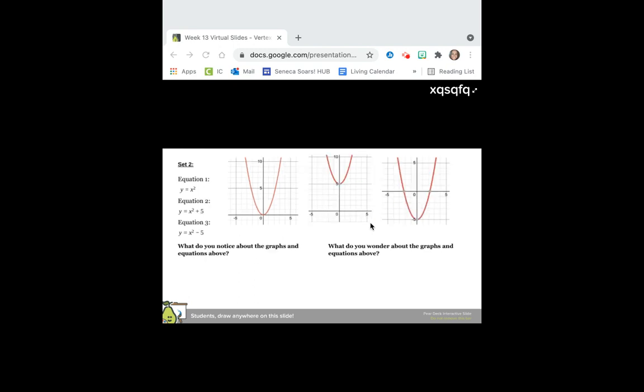All right, go ahead and take a look at this set of equations and graphs. See if you can write down what do you notice and what do you wonder.